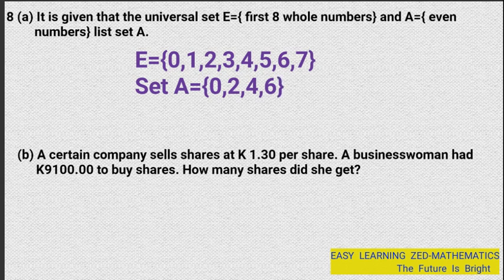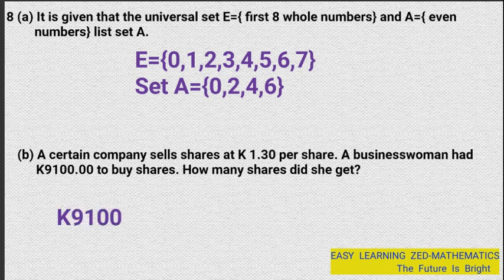All right, now we go to question B, which is: a certain company sells shares at 1.3 per share. A businesswoman had 9,100 kwacha to buy shares. How many shares did she buy? So what we need to do here is simple. We just need to divide the amount the businesswoman had by the cost of one share.